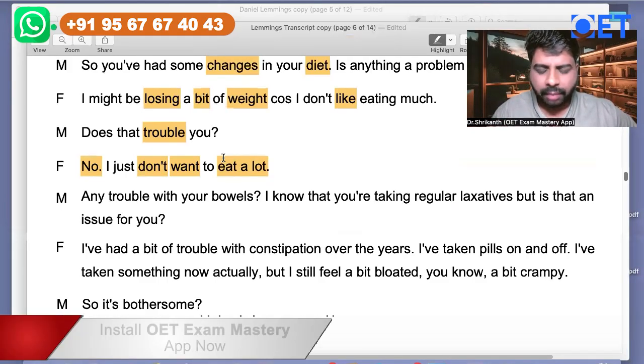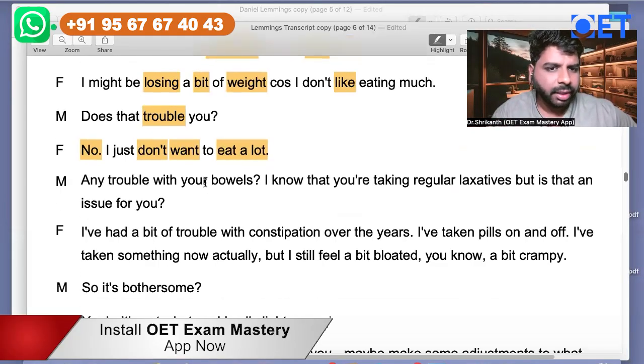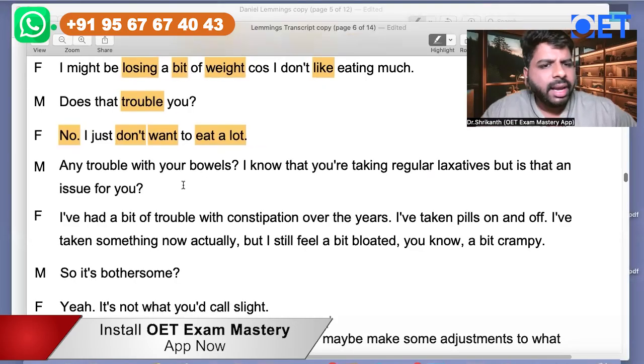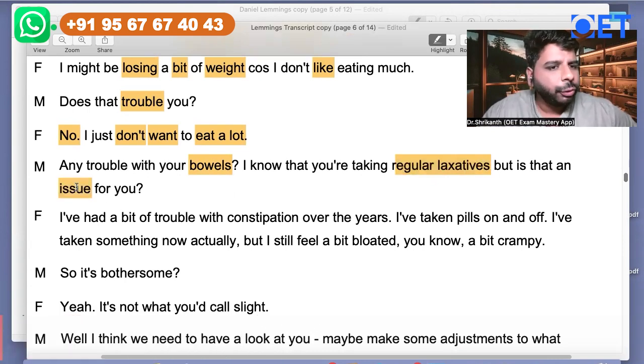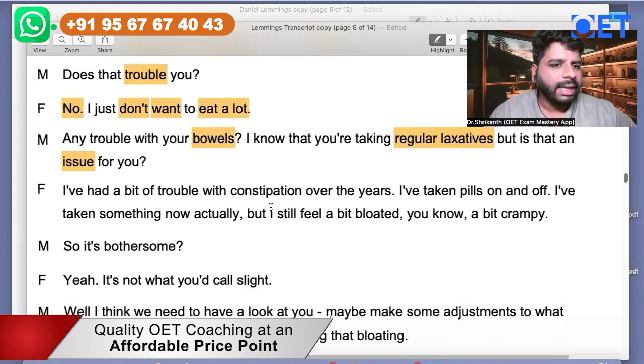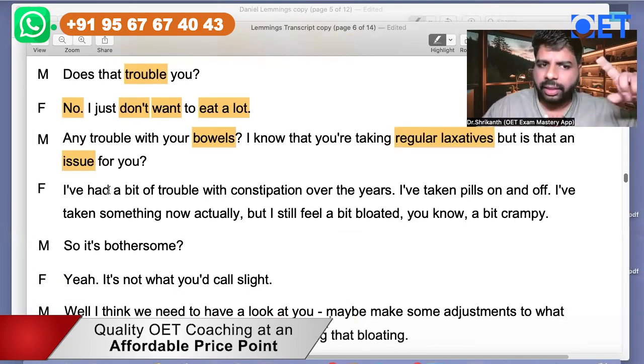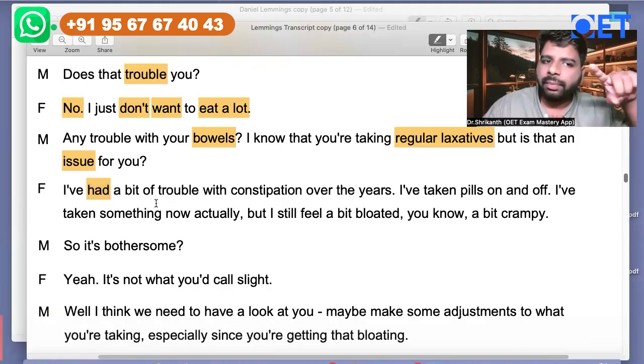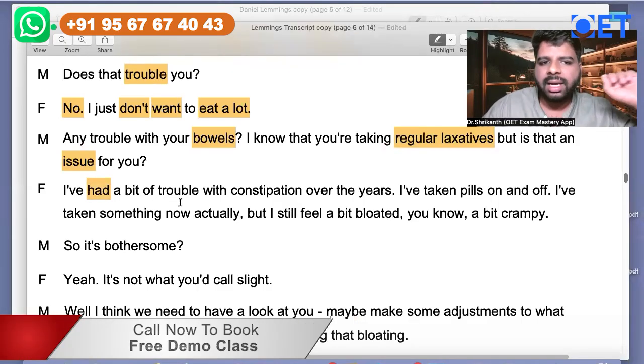the main concern of the patient, right? So here the person is asking, any trouble with your bowels? I know that you're taking regular laxatives, but is that an issue for you? And she's saying, past tense. Had means past tense. Okay, I have had a bit of trouble with constipation over the years.